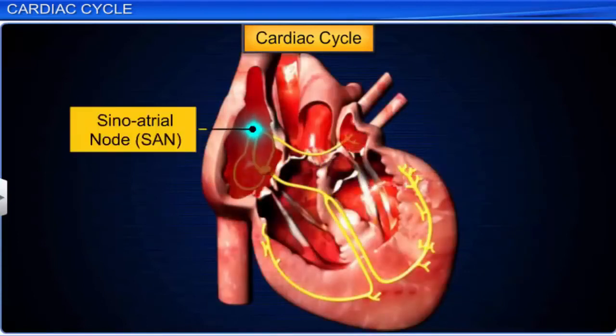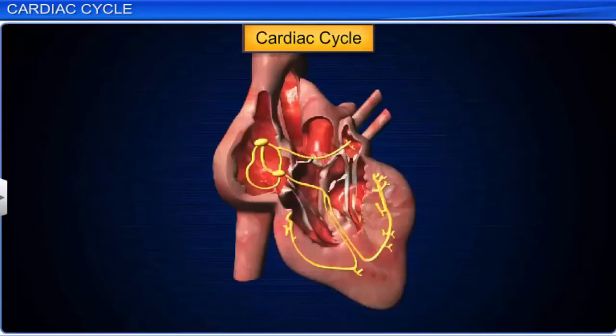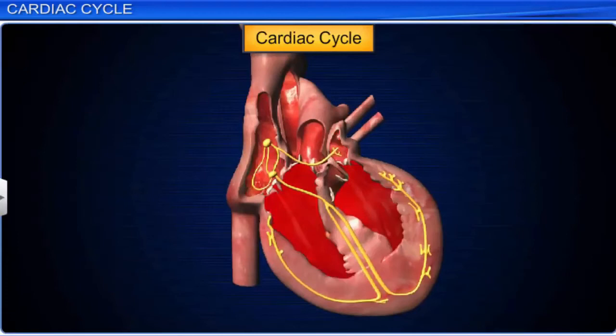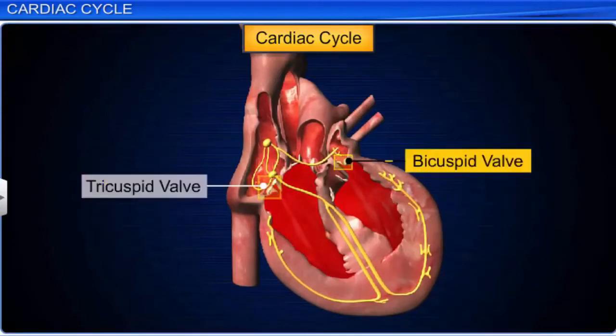This is followed by the SAN producing an action potential that induces both the atria to contract at the same time, forcing more blood into the ventricles. Ventricular pressure increases due to the increased volume of blood, which forces the closure of the tricuspid and bicuspid valves and thereby prevents a backflow of blood into the atria.